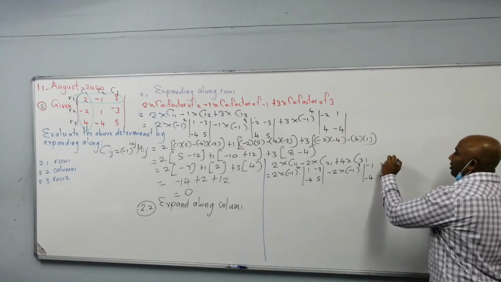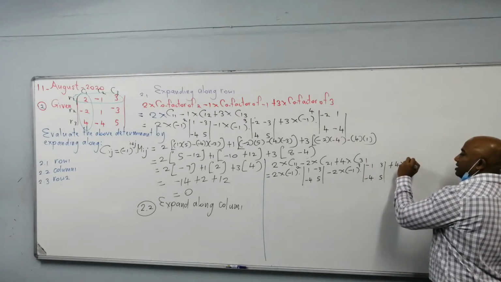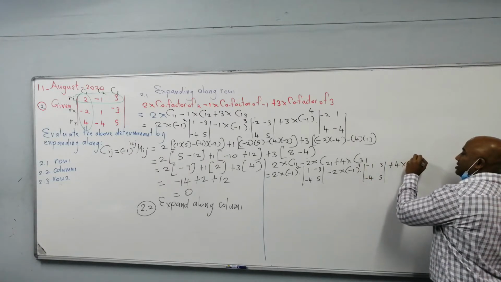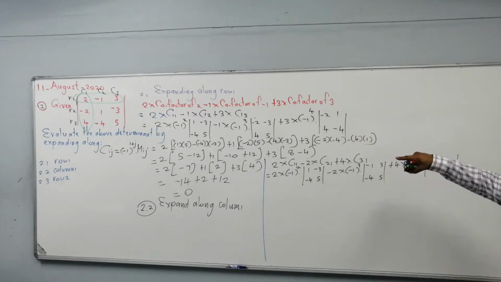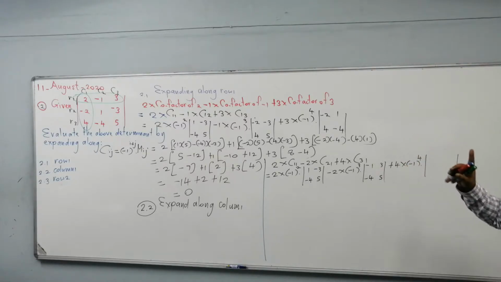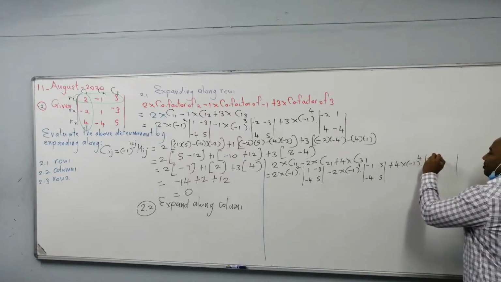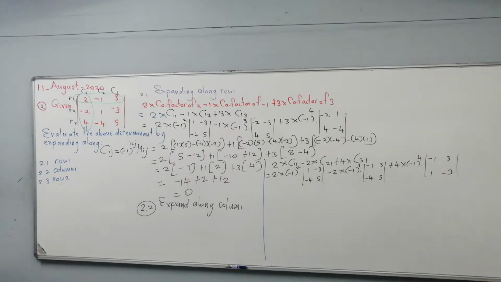And then we have a positive 4 times the cofactor here, which is minus 1 to the power 3 plus 1, which is 4. So block row 3, block column 1. So that's going to be minus 1, 1, 3 and minus 3. Let's check now.